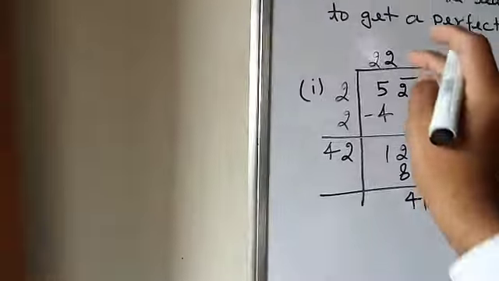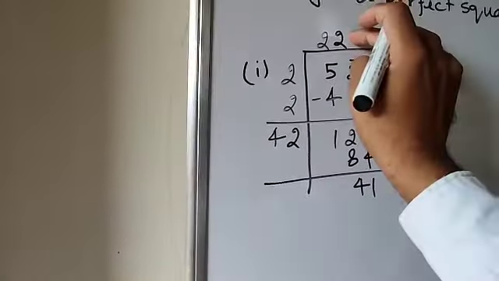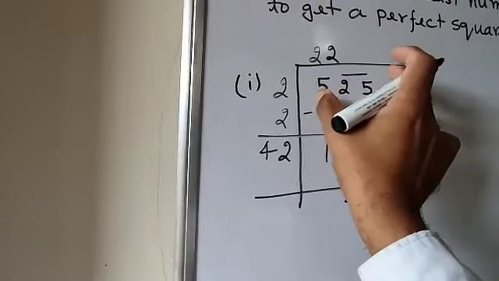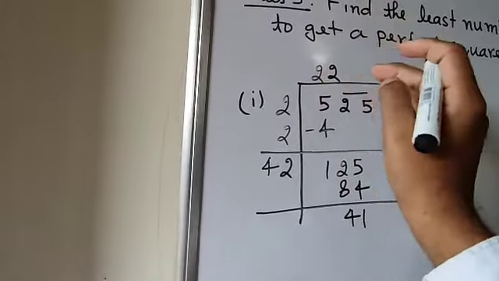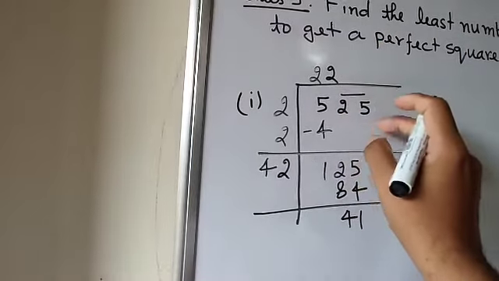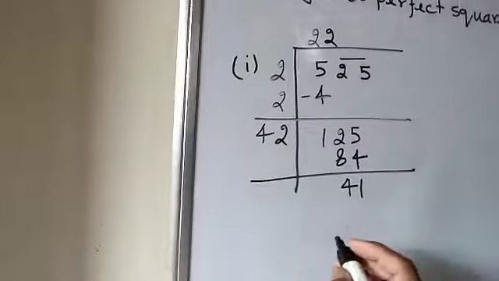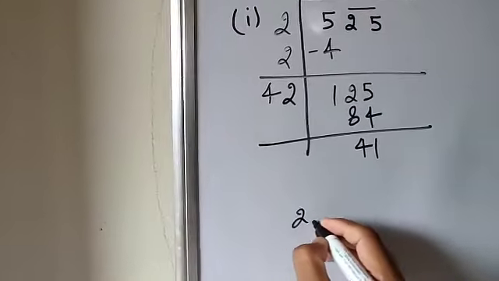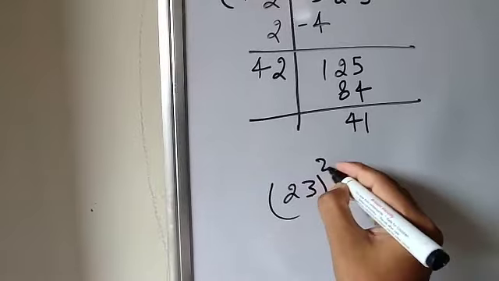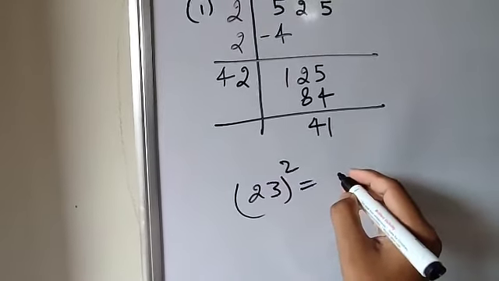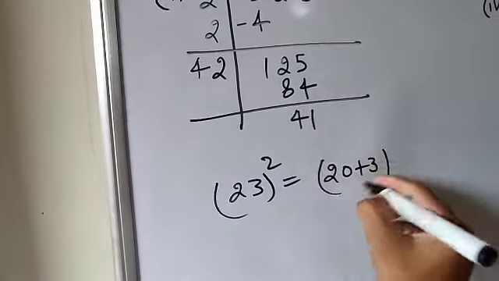So here whatever number you get, you need to add one more to the root. The reason is that if you add any number, its square root will be greater than 22. It will be 23. So here 22 is there, so find the square of 23. For 23 square, I am going to apply the way of 20 plus 3 whole square.